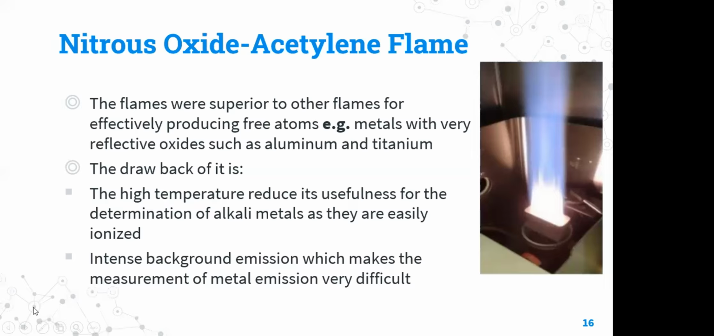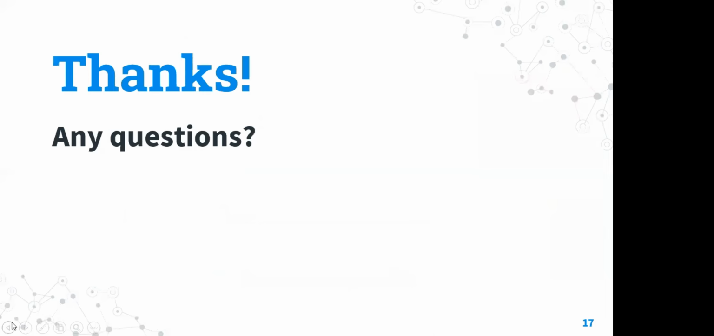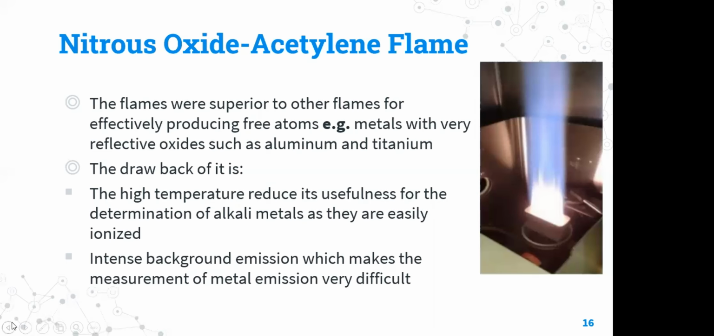And the next one is the air acetylene flame. The temperature range for air acetylene is 2000 to 2050 Celsius, and the limitation of this flame is that it is unable to atomize heat-stable oxides and is not used for wavelengths less than 200 nanometers.